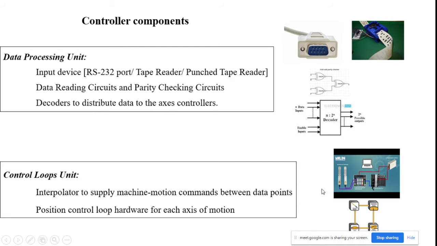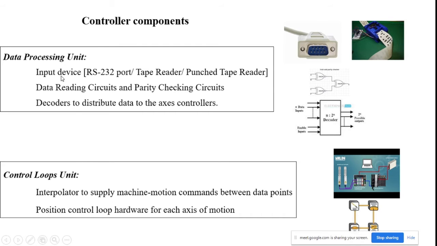After the data processing unit, the second one is the control loops unit. In that, there is an interpolator, to supply machine motion commands between data points. And then the position control loop is also available. Position control loop hardware for each axis motion.